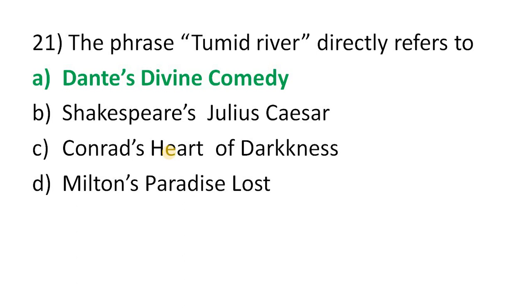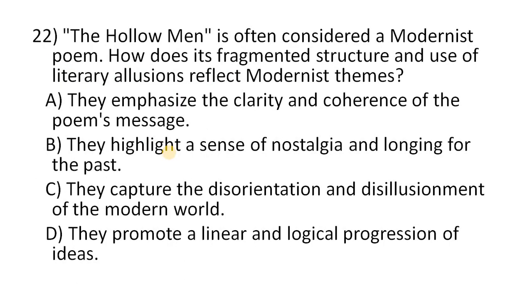Question number 21's answer is A, Dante's Divine Comedy. Now, 22. The Hollow Man is often considered a modernist poem. How does its fragmented structure and use of literary allusions reflect modernist themes? They emphasize the clarity and coherence of the poem's message. They highlight a sense of nostalgia and longing for the past. They capture the disorientation and disillusionment of the modern world. They promote a linear and logical progression of ideas.